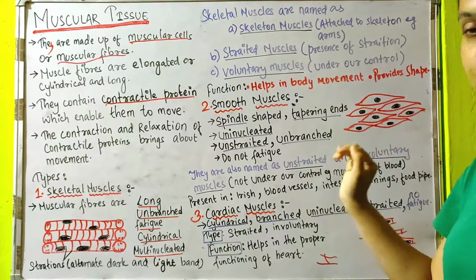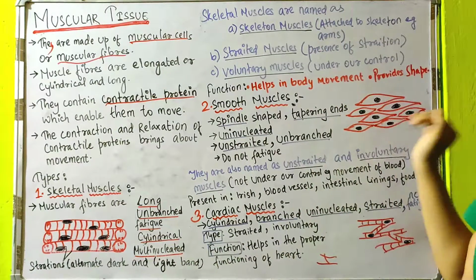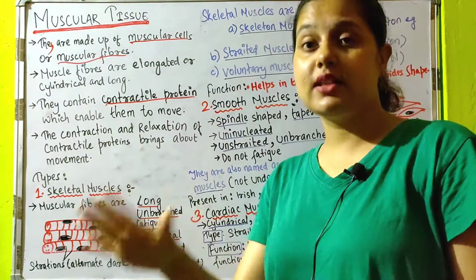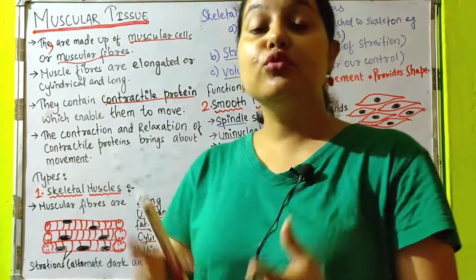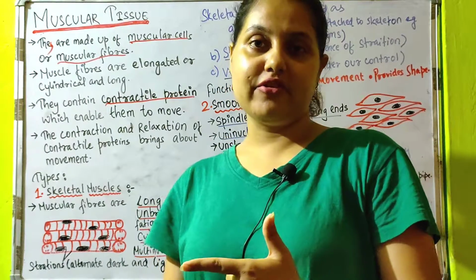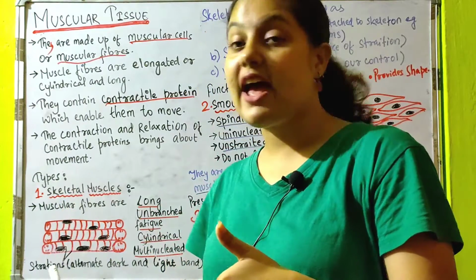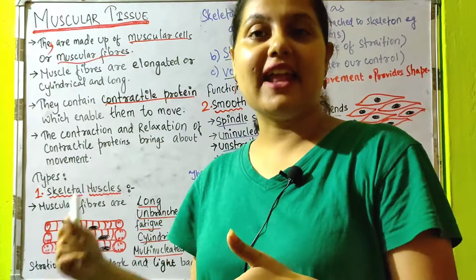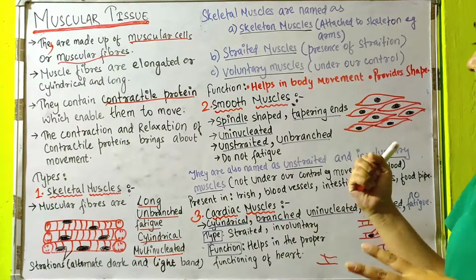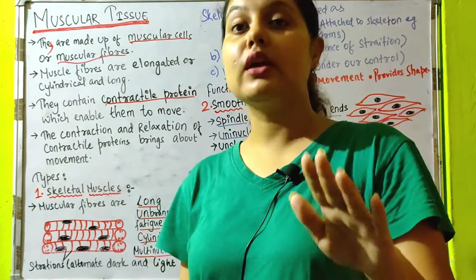They are unbranched. Like these cells, they are also unbranched. And they do not fatigue. That means these cells do not get tired. Smooth muscles are also known as unstriated or involuntary muscles. The reason they are known as unstriated is because they do not have alternate dark and light bands. You see there is no dark and light band. And second thing, they are known as involuntary muscles because they are not under our control.